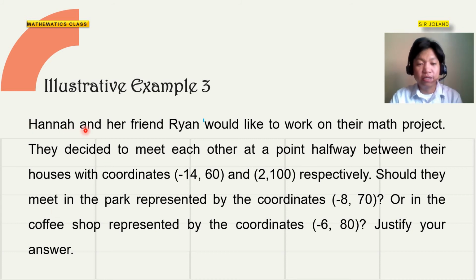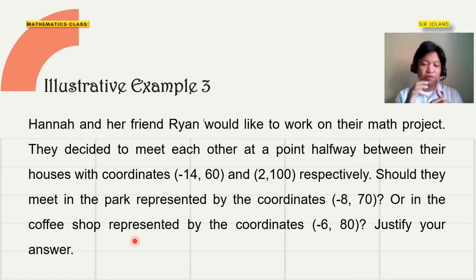Okay, so Hannah and her friend Ryan would like to work on their math project. They decided to meet each other at a point halfway between their houses with coordinates negative 1460 and 2100 respectively. Should they meet in the park represented by the coordinates negative 870 or in the coffee shop represented by the coordinates negative 6 and 80? Justify your answer.